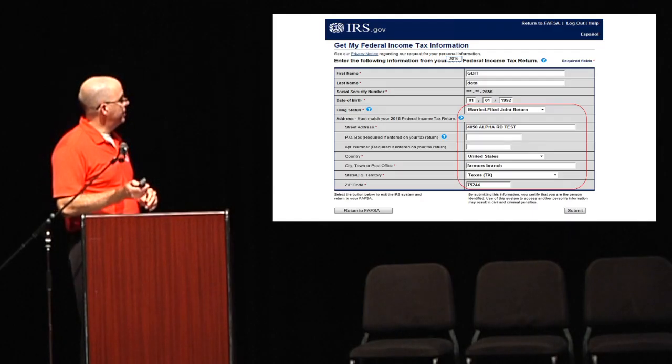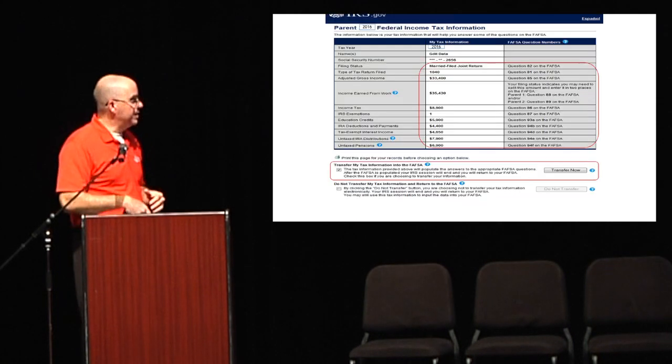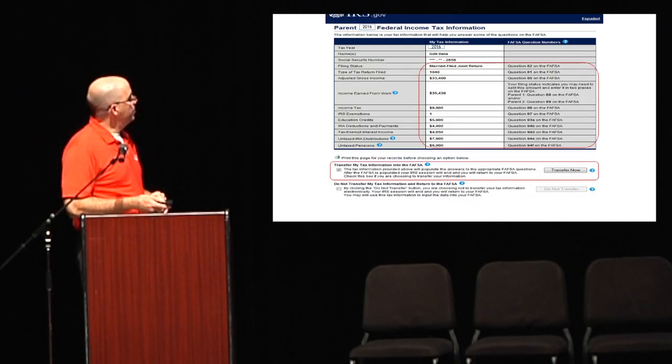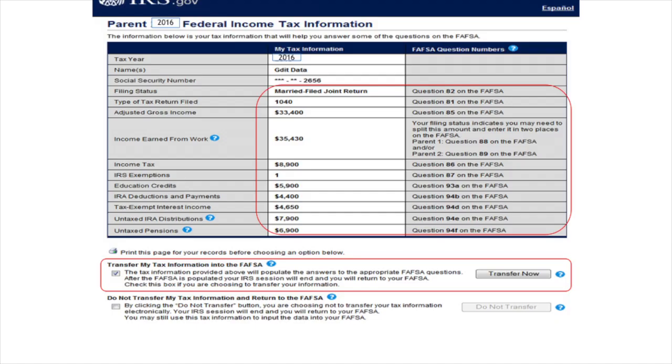Once you click on submit, it's going to bring up the FAFSA applicable data elements that are going to be transferred from the IRS directly into the FAFSA. Some of those would be adjusted gross income, income tax, IRS exemptions, education credits, just to name a few. In the middle column there, you can see that it has the values that the IRS has, and then the column on the right, it tells you what FAFSA question that it's going to pertain to. Okay? Down at the bottom, we're clicking on transfer my tax information into the FAFSA, and then clicking on transfer now.